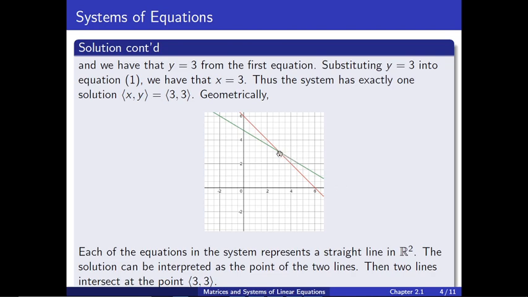So therefore, the geometric sense of the solution (3, 3) agrees with our algebraic sense, where we calculated and found that there is exactly one solution, (3, 3), and that agrees with our drawing here.